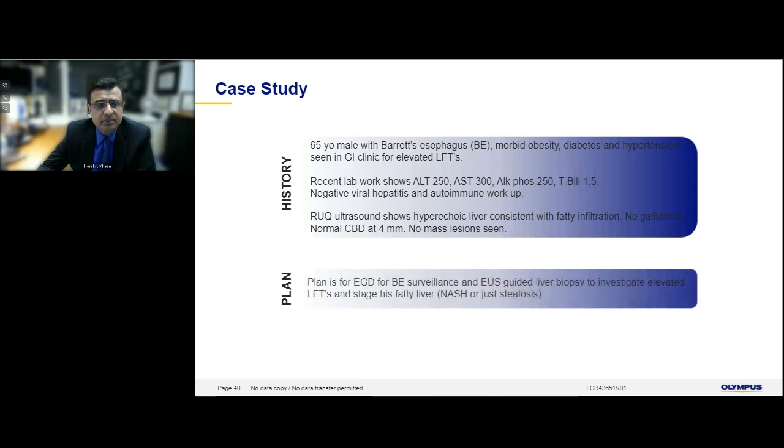So the plan was that this patient required an endoscopy anyways for his Barrett's surveillance. And given his liver enzymes, we did an endoscopic ultrasound to rule out a biliary pathology, which was negative.